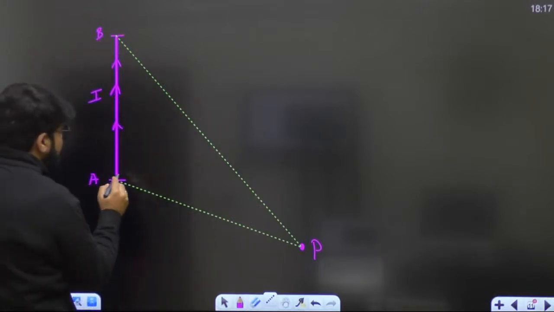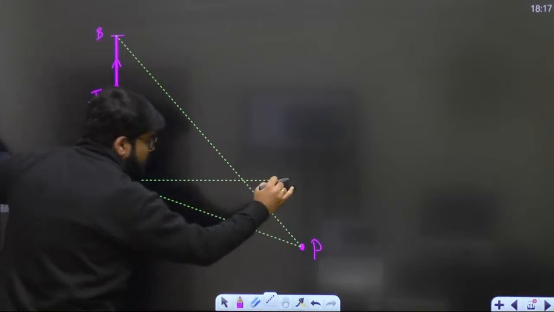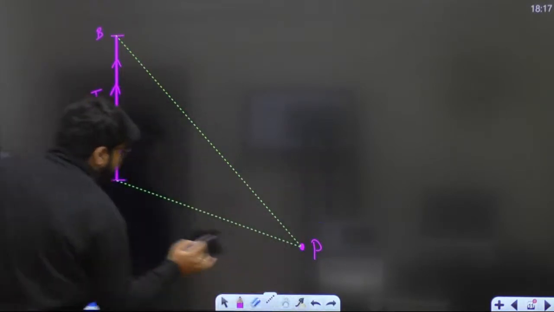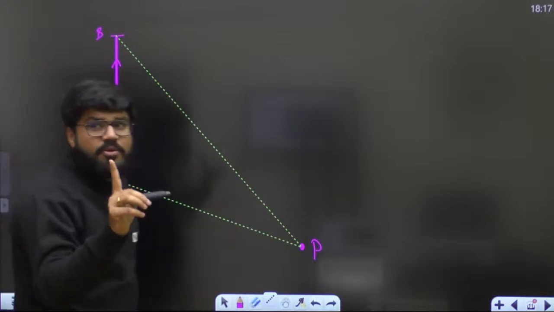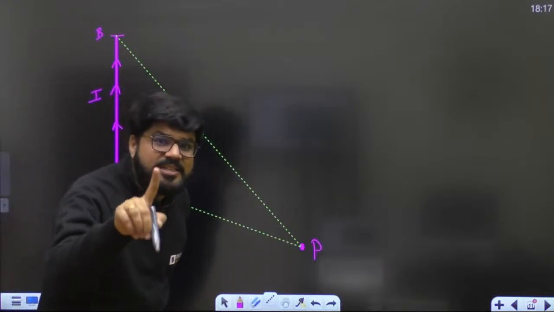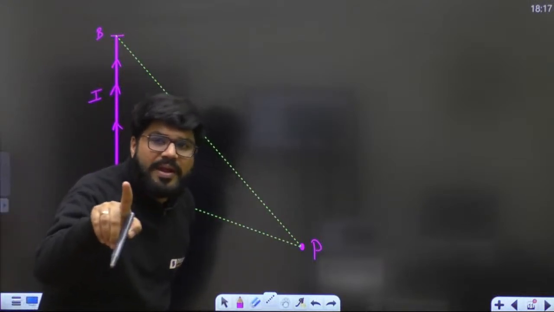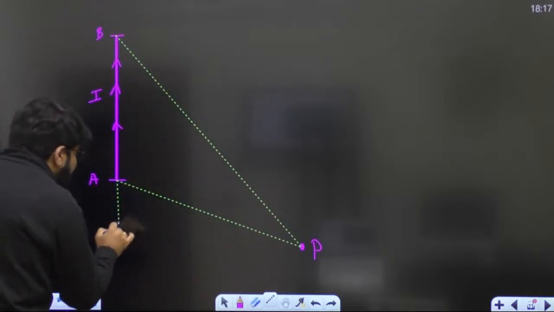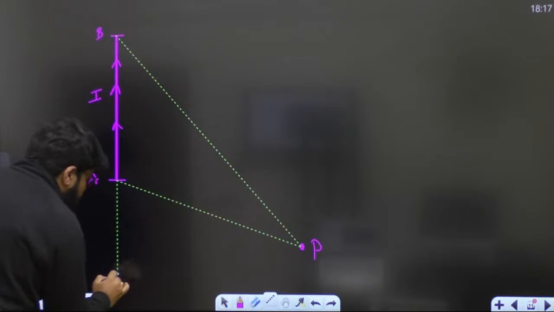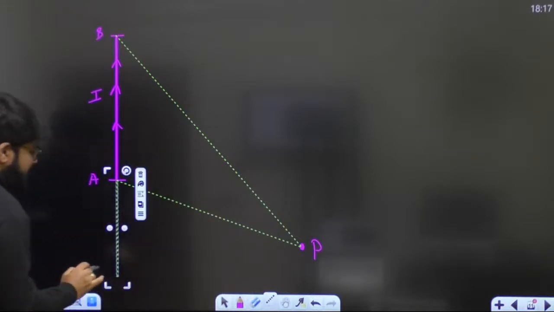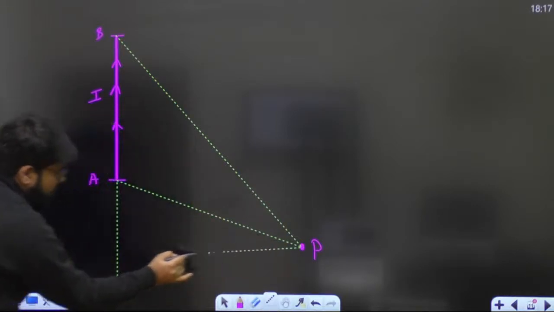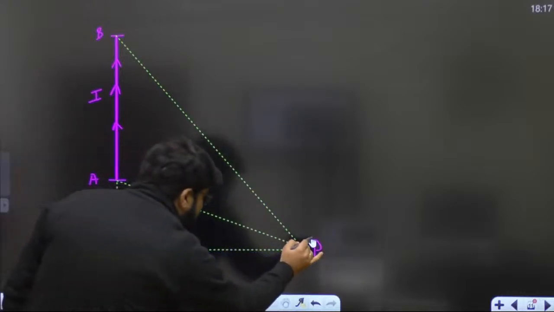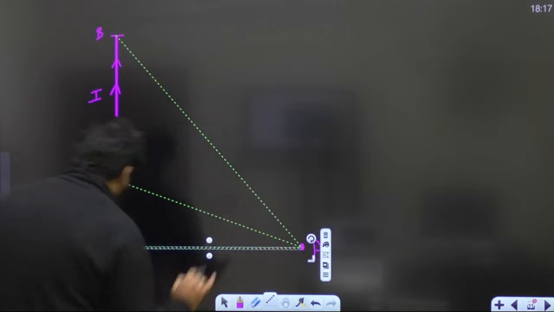If this is my wire, can I draw the perpendicular to the point P? If I go perpendicular, I will never be able to reach P. So, what will we do? We will extend the axis. What did I say? Find the perpendicular from the axis of the wire, not necessarily from the wire. So we will extend the axis of the wire downwards. Then let us draw the perpendicular from P to the axis of the wire.